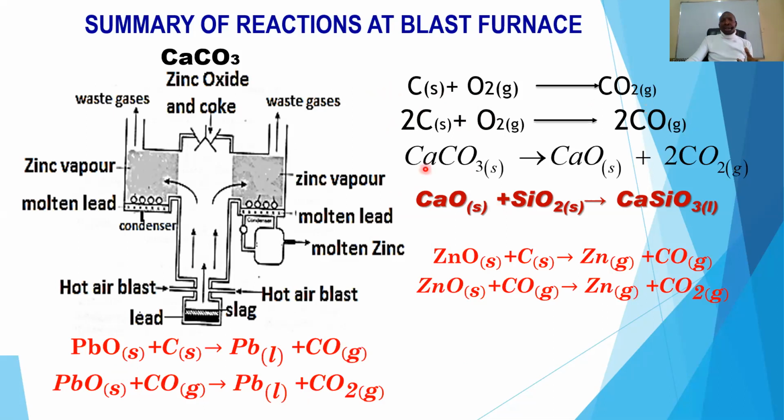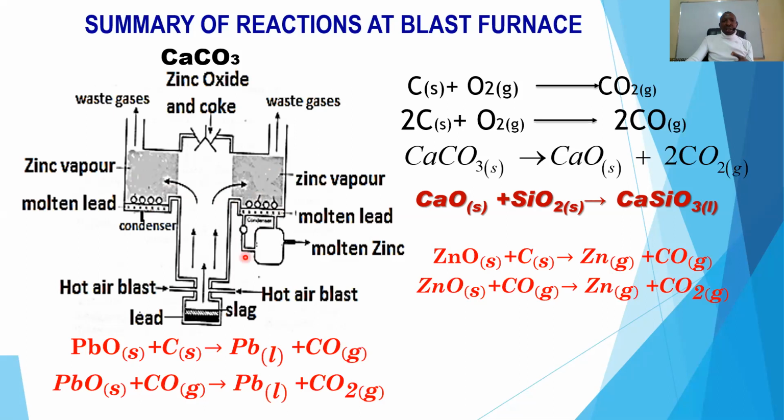The calcium carbonate decomposes as shown here to form calcium oxide plus carbon(IV) oxide. So once that is formed, we have the calcium oxide reacting with silica to form calcium silicate. The calcium silicate now combines with the other impurities, forming the slag. Normally the zinc that is formed there is directed to the condenser. This is the condenser now.